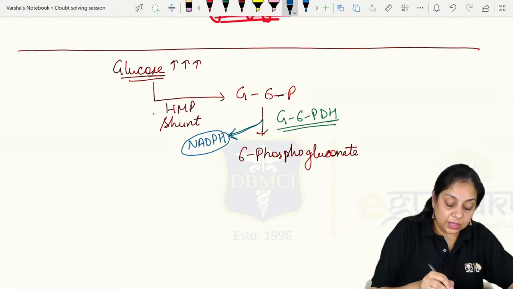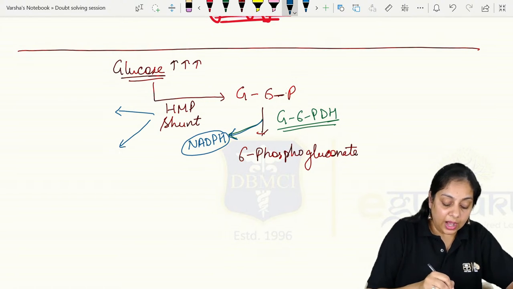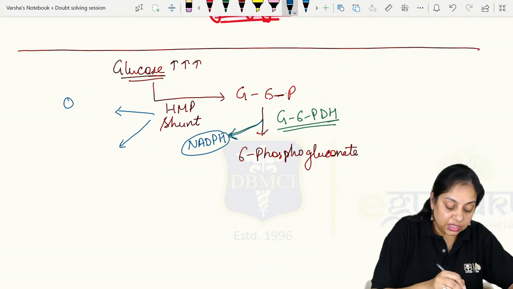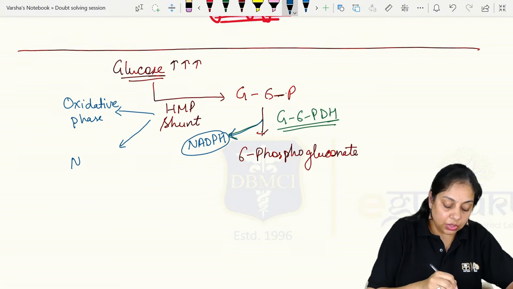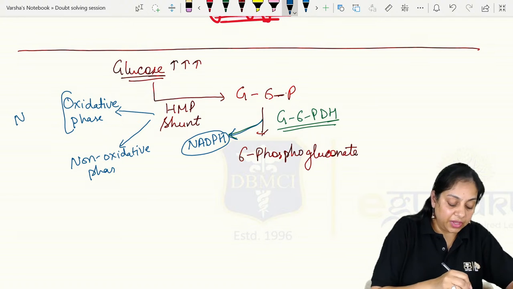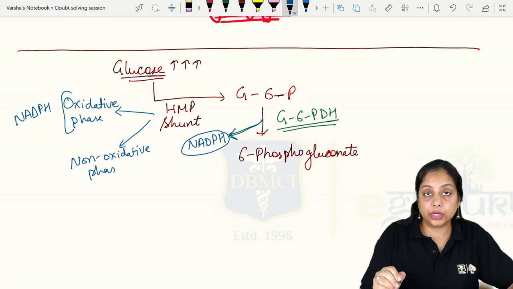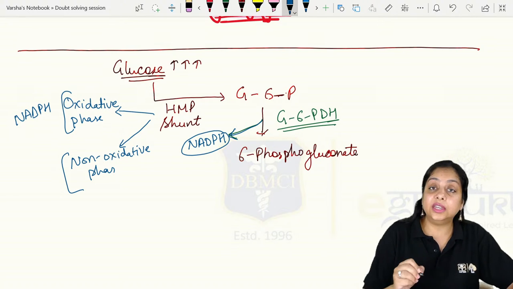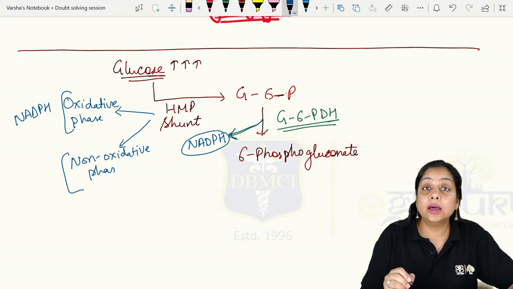NADPH, because HMP shunt has two halves. One is the oxidative phase, another is the non-oxidative phase. In the oxidative phase, what do we get? We get NADPH, 2 NADPH per glucose molecule. In the non-oxidative phase, what do we get? We get the pentoses.